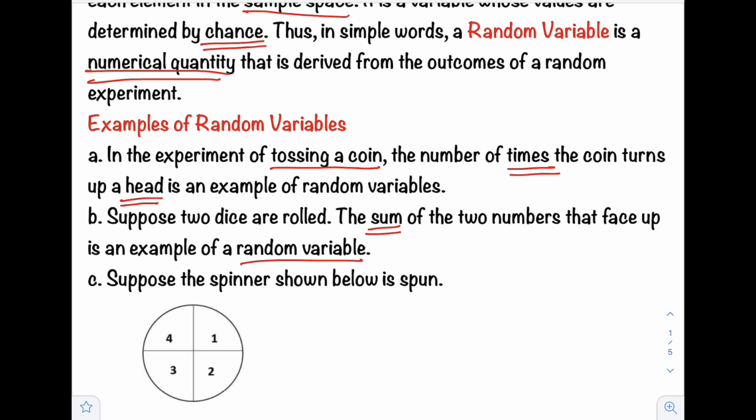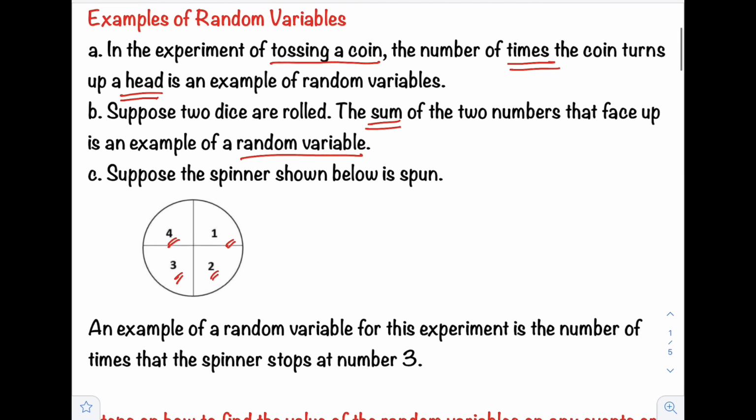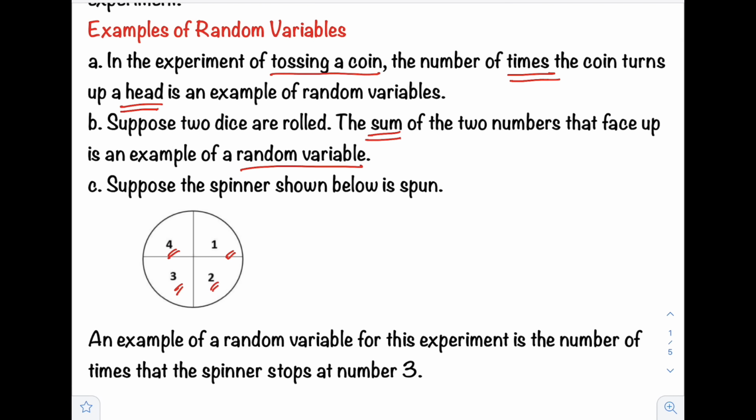Okay? So, letter C, suppose the spinner shown below is spun. So, we have 4 numbers sa ating spinner: 1, 2, 3, 4. So, ang pwede nating random variable sa experiment na to is the number of times that the spinner stops at number 3. Okay? So, pwede rin namang number 1, number 2, or number 4.